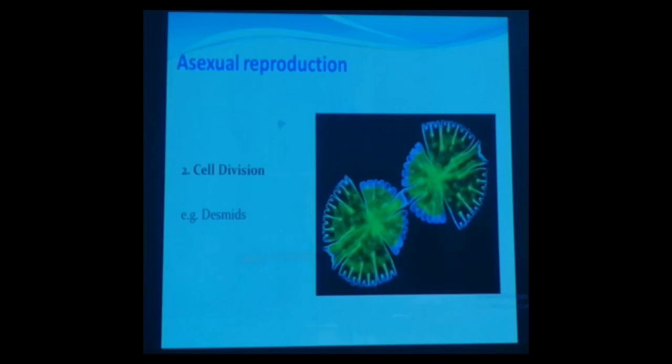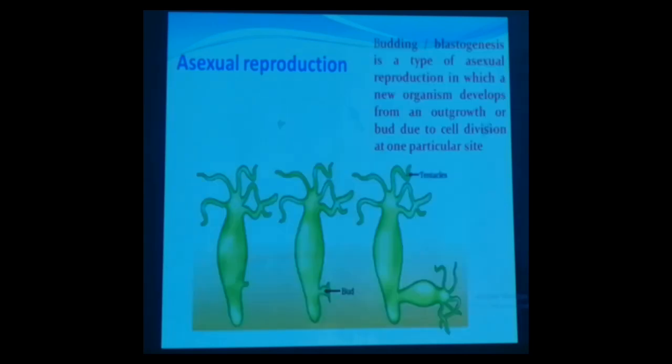Coming to the next mode called cell division. In this phenomenon, we see the process in protists and monerans. The parental cell divides into two to give rise to new individuals. Like in case of desmids, we come across this kind of phenomenon in desmids.